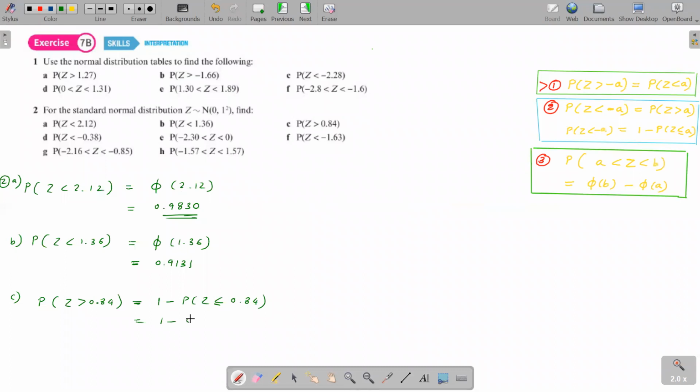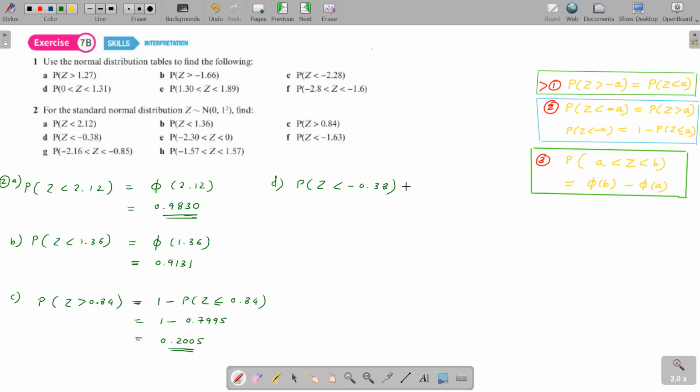This is 1 minus 0.7995. And how much is it? 1 minus 0.7995 is 0.2005. Right, guys? All right. Part D. Probability Z is less than minus 0.38.